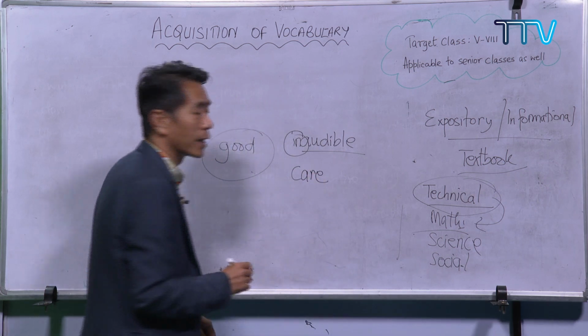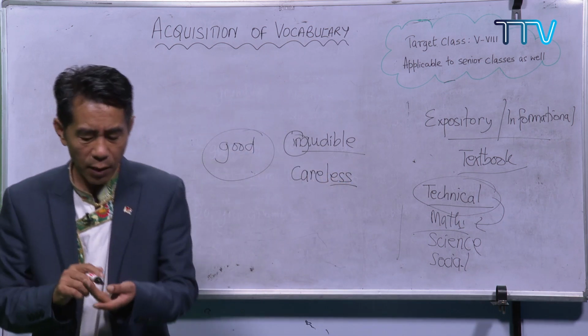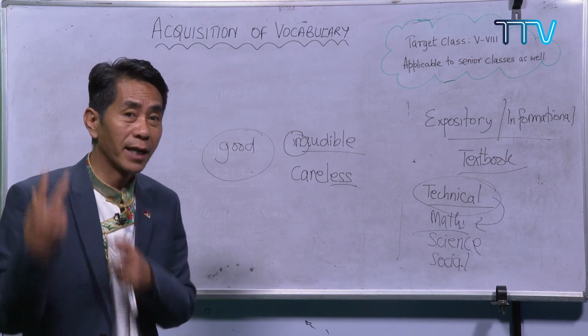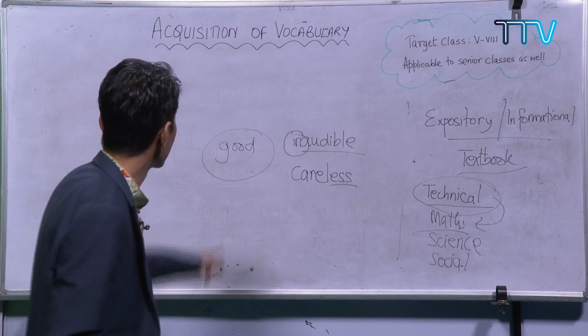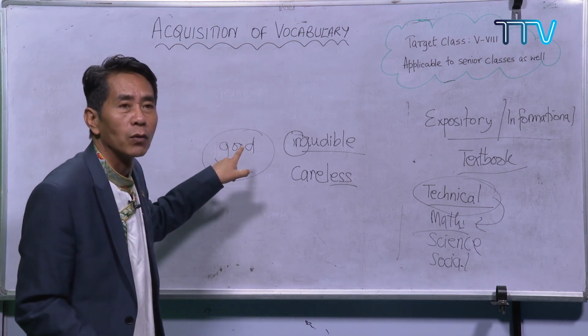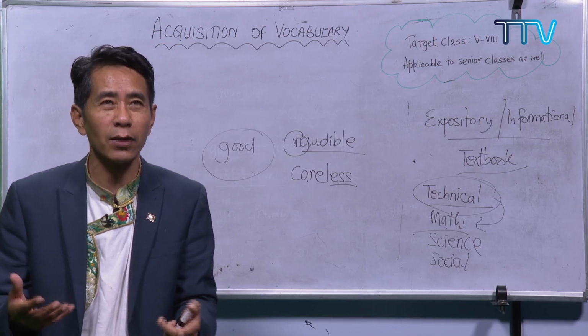Care, now we have careless. Now this is how we find the opposite. In this way, you are killing two birds with one stone. When you know good, you just try to get the meaning of the opposite. It will come automatically.